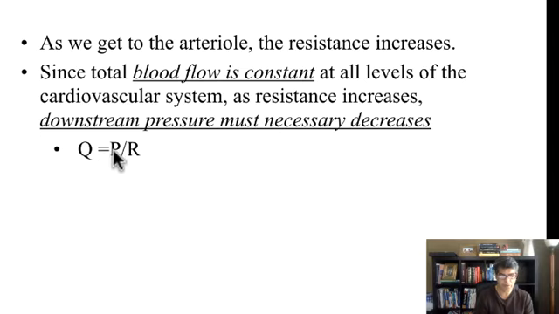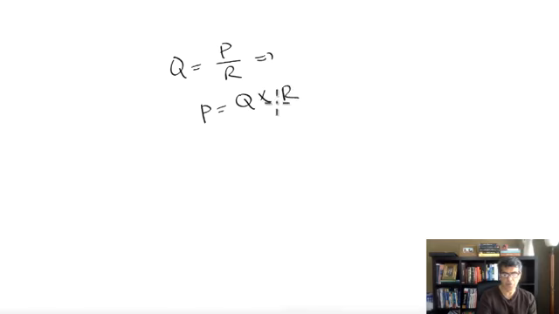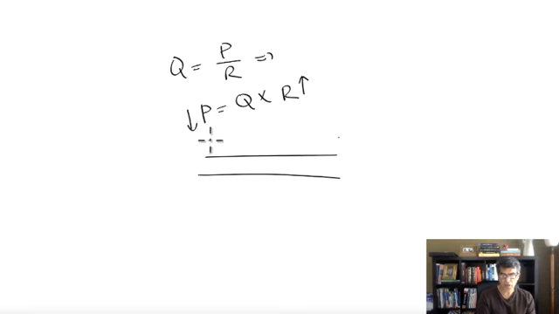And remember, Q is equal to P divided by R. So therefore, P is equal to Q times R. If R goes up and Q stays constant, then the P downstream of the vessel must go down. Remember, the way that Q works is if I have a tube and pressure at point 1 and point 2, and they stay close to each other, blood is not going to flow. But blood is going to flow if point number 2 has a lower pressure. So if my resistance goes up, then the only way to keep my blood flow is to decrease this pressure, so blood is going to flow. So necessarily my P must go down.